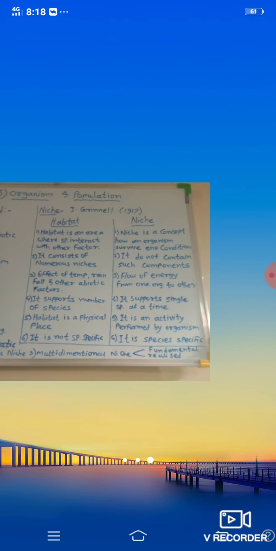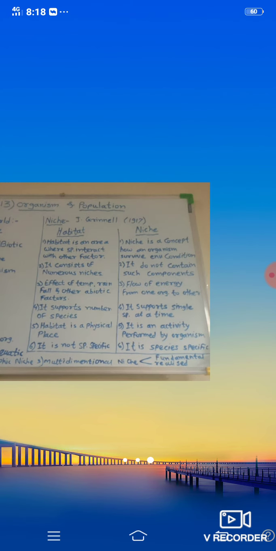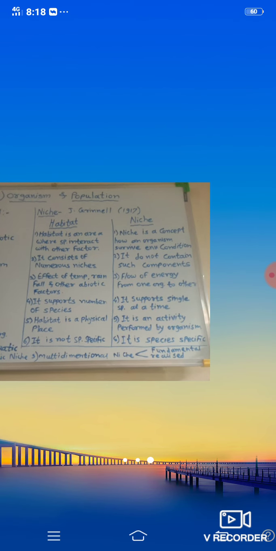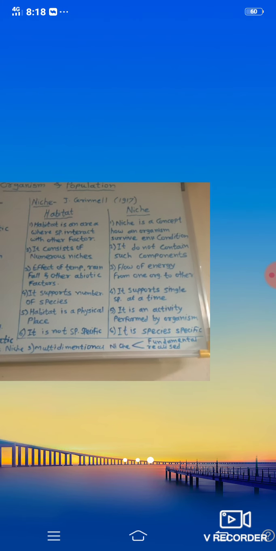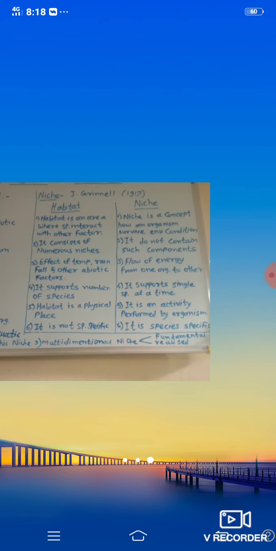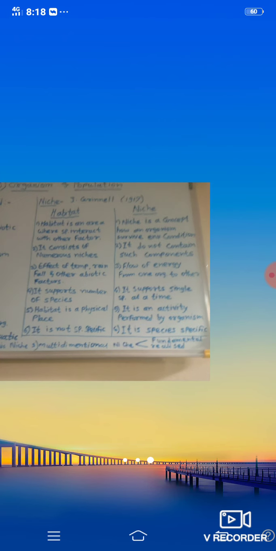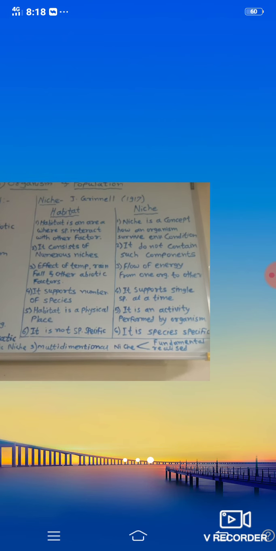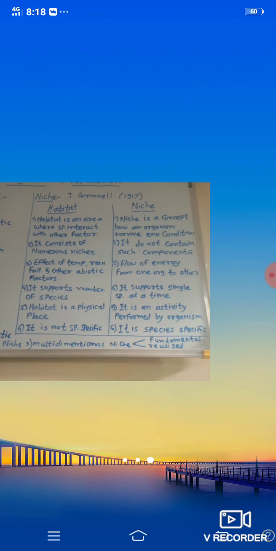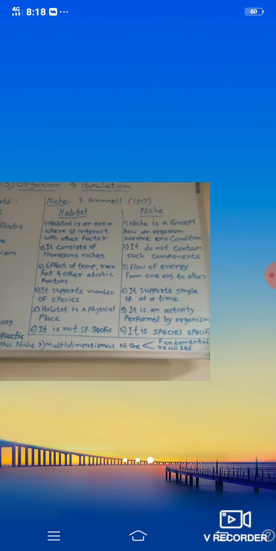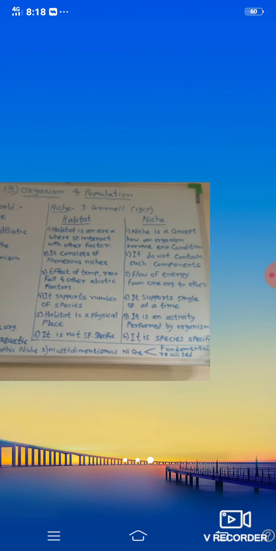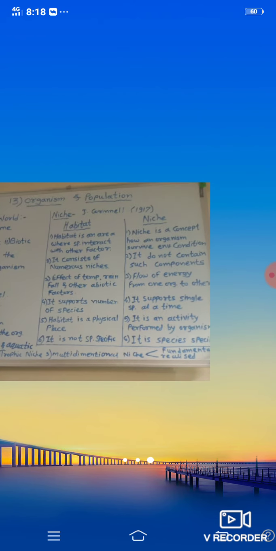Then second point: a habitat consists of numerous niches. The number of niches are present in this habitat, but a niche does not contain such components.